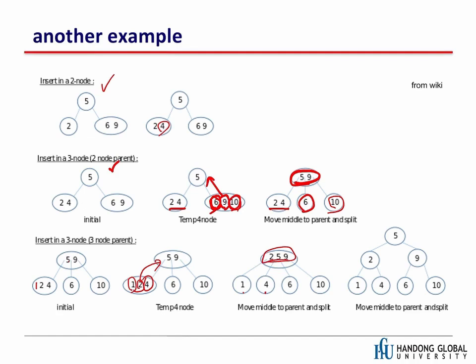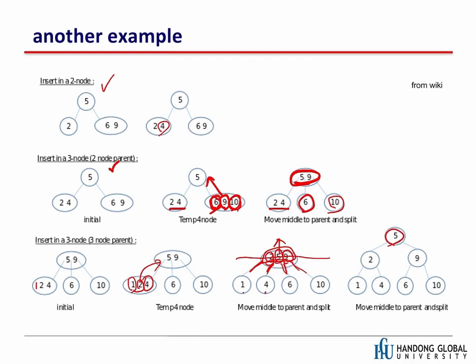And this parent node is a 4 node again. So temporarily it has 4 pointers, but actually we don't have 4 pointers, but we have to implement these algorithms in this way. So temporarily it has 4 pointers, and then we split this one. So now we have 2 and 9 at this layer, and then 5 should go up.